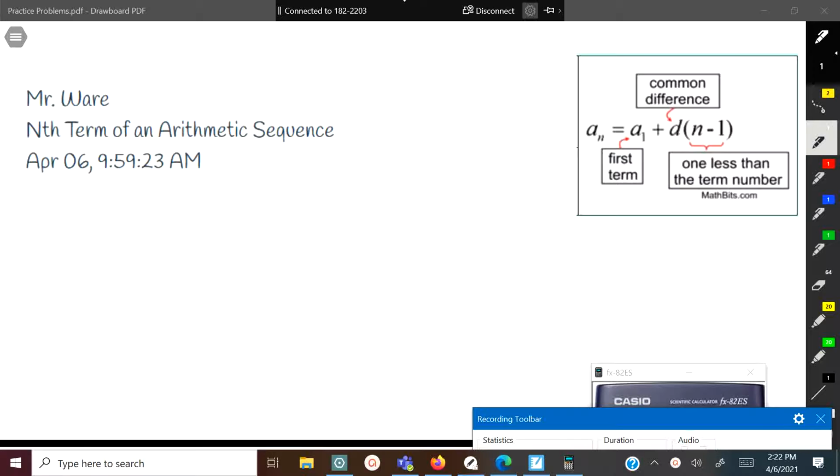The three things you need to know are the first term, the common difference, which we just did, and this says one less than the term number, but just tell me the term number and put it in for n. So those are the three things you need, and the problem just tells you two of them. Okay, so let's take a look at the first example.